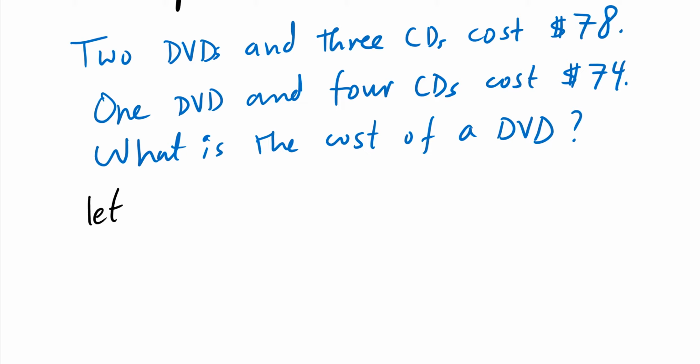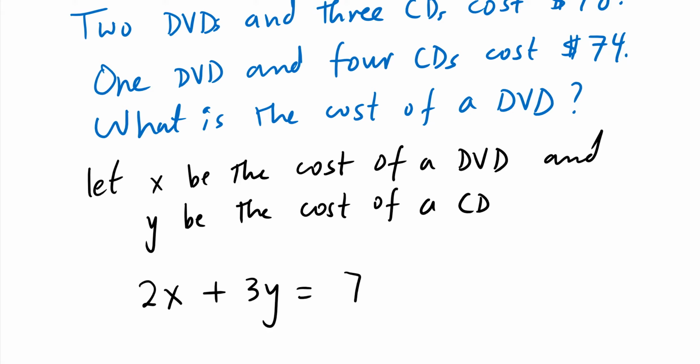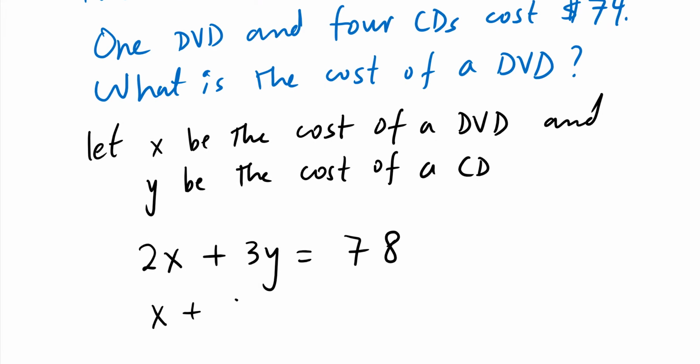So let's say, what is the cost? Let X be the cost of a DVD and Y be the cost of a CD. They said 2 DVDs and 3 CDs, so 2X and 3Y, cost $78. One DVD and 4 CDs cost $74. So notice I got a system of equations.